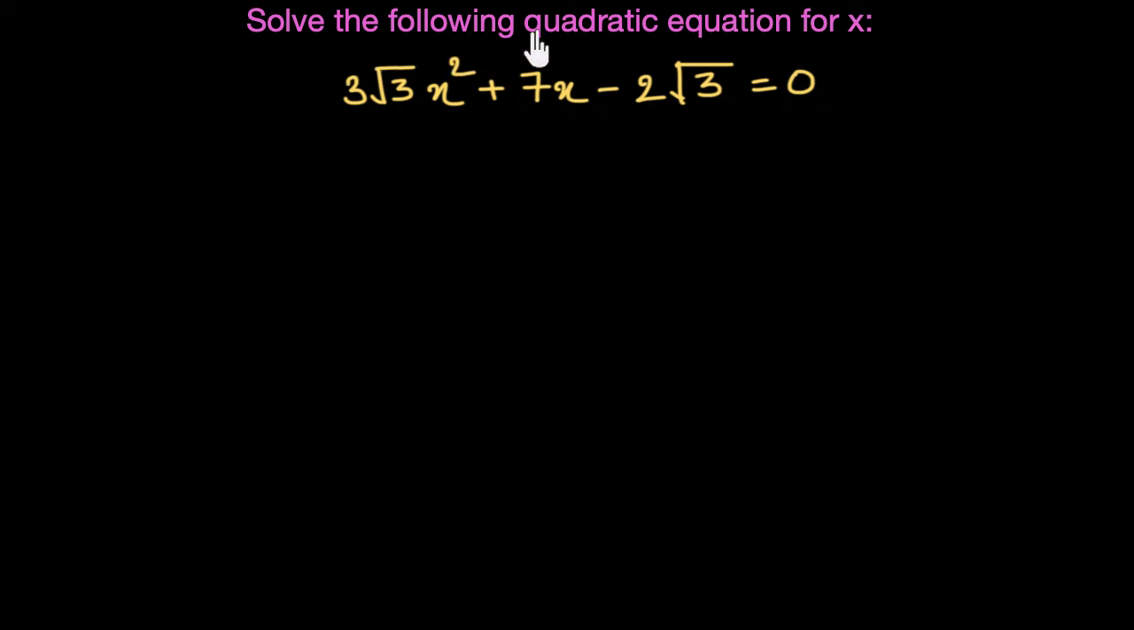Solve the following quadratic equation for x. 3√3x² + 7x − 2√3 = 0. So basically we need to solve this given quadratic equation, or in other words, we are trying to find the roots for this quadratic equation with irrational coefficient and irrational term.